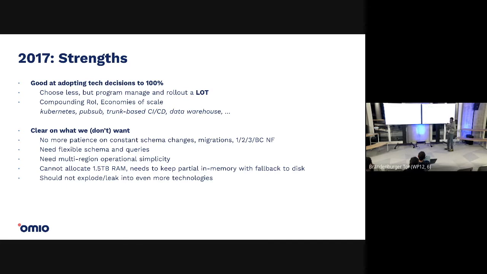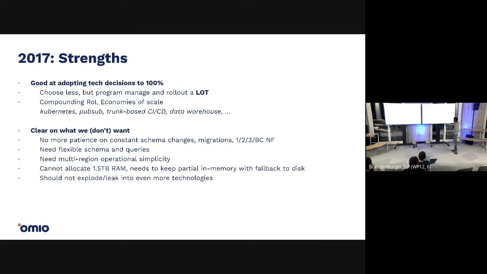Take one choice, but leverage it fully, squeeze it to 100%. And that's where we see the ROI. Launching is cool, rolling out is where the ROI is. We have some examples, but that's what we do every time. And we were clear on what we want and don't want. We had no more patience for these 3,000 migrations, 1NF, 2NF, BCNF. We needed a flexible schema. Want to store two phone numbers? Come on, put an array, game over.